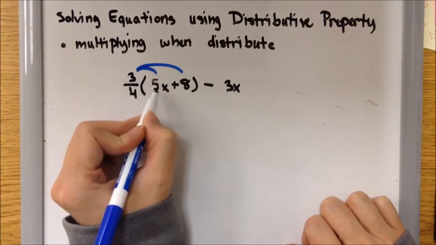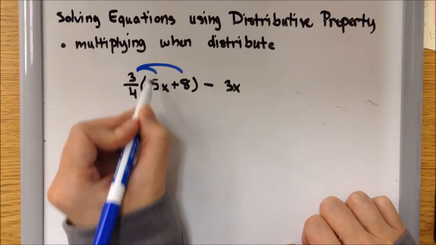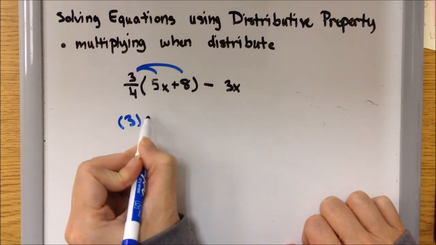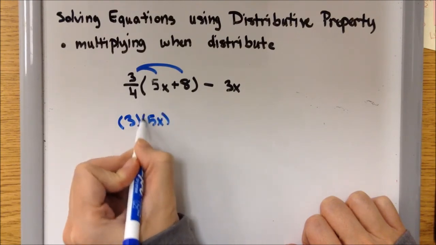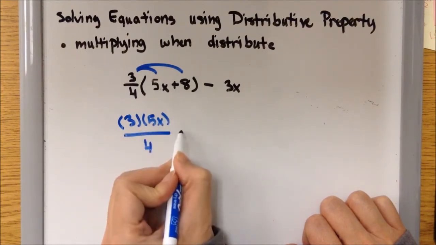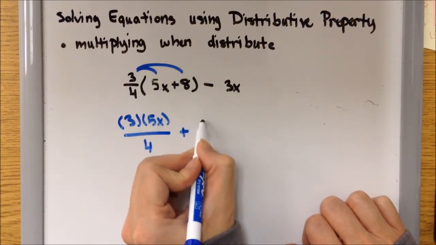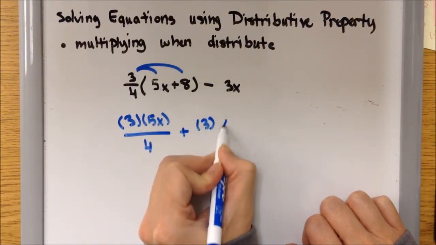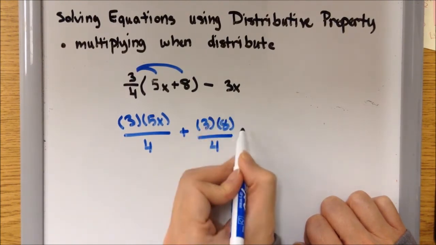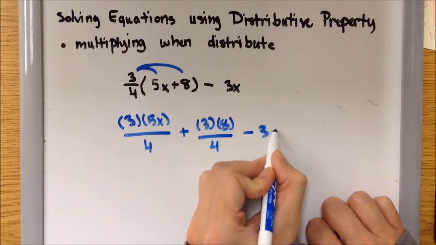So when it's 3/4 times a whole number, it basically multiplies to the numerator, the top. So 3 times 5x over 4. Since it's positive, I'm going to write plus. So 3 times 8 over 4. And then I bring down the minus 3x.